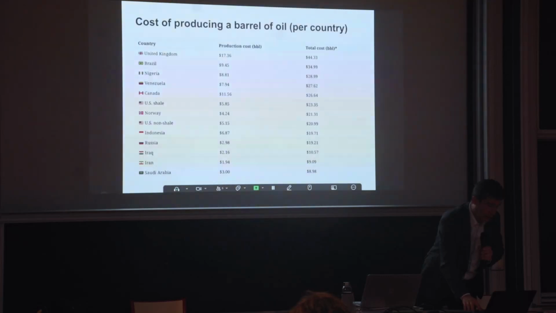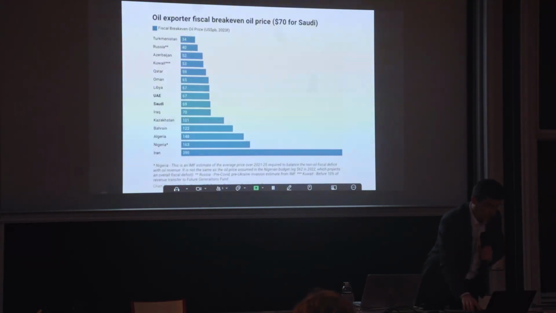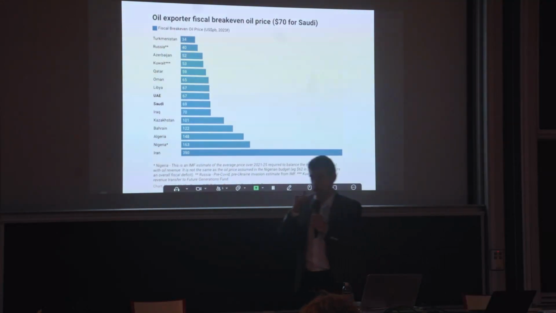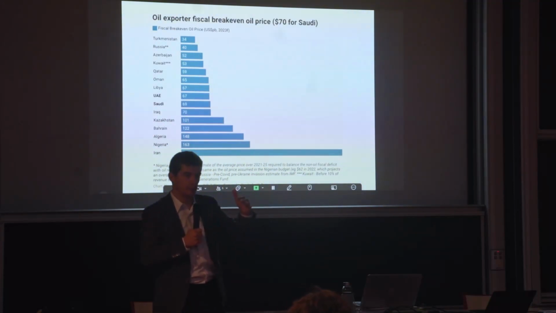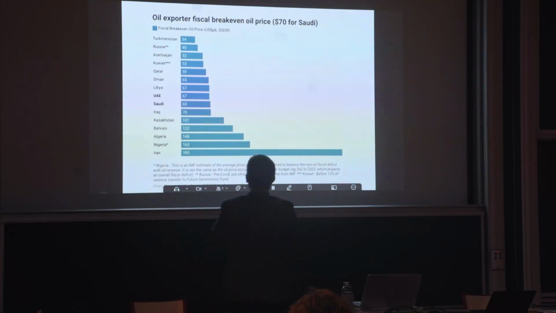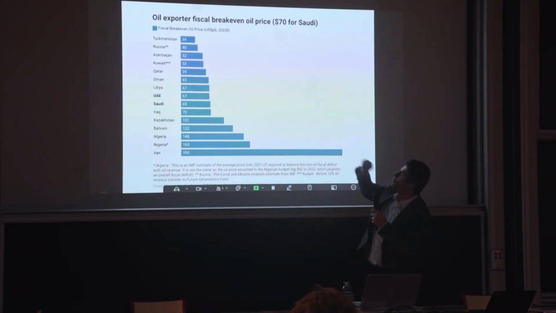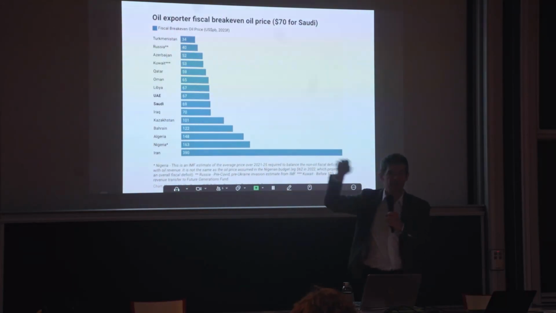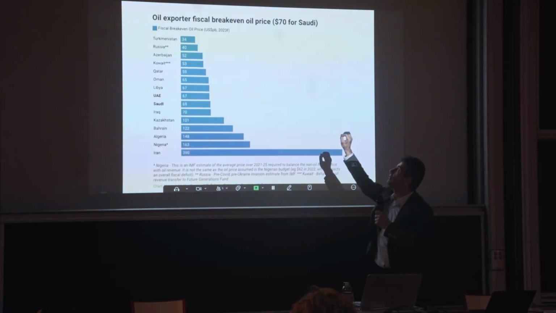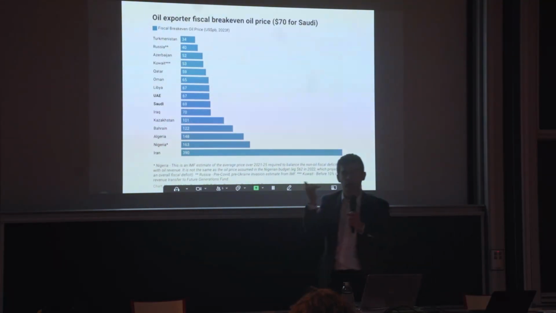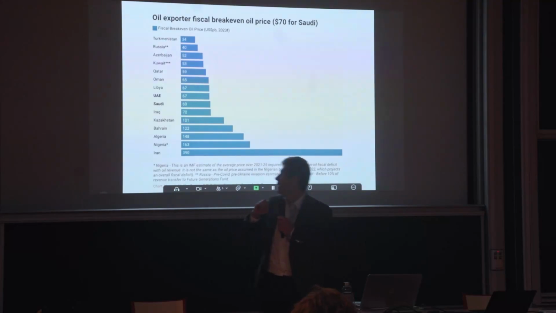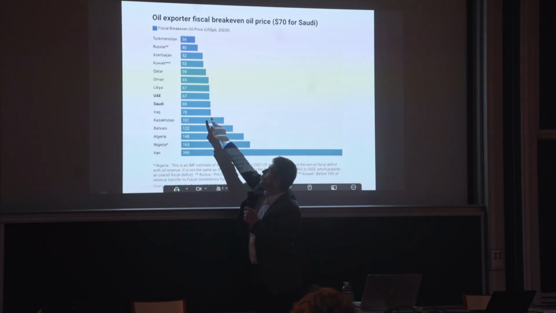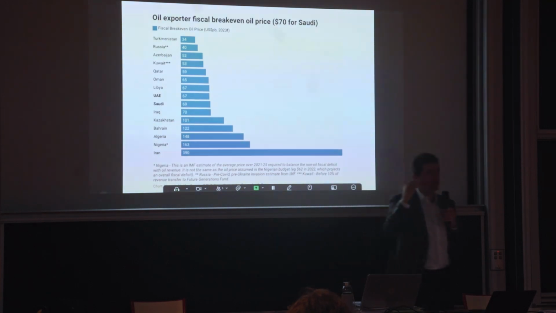Another important element is that, due to the increased expenditures of these countries, they have more and more difficulties to balance their state budgets. There is plenty of criticism about this index, but it's quite an interesting one, the fiscal break-even oil price. Basically, the price of the barrel of oil that is necessary for an oil producer to balance its own budget. In Saudi Arabia, at the moment, the price needed is $70 a barrel to balance the Saudi budget.